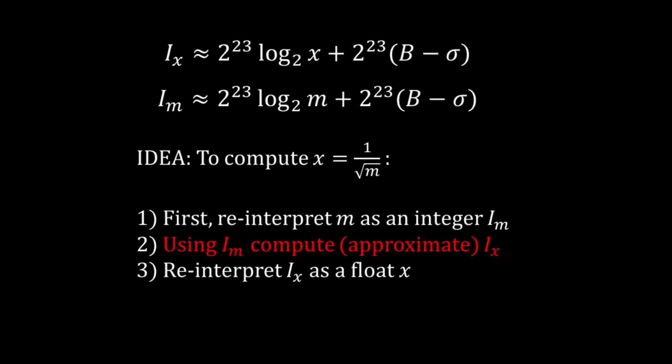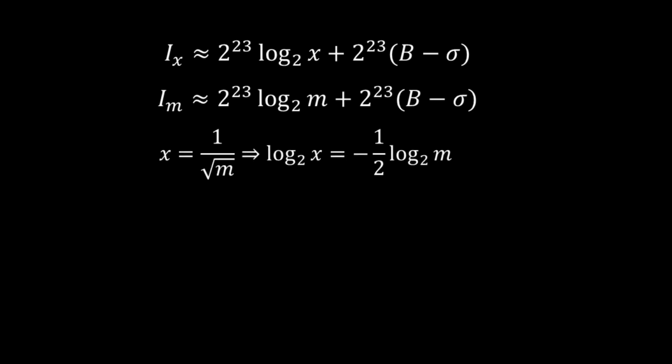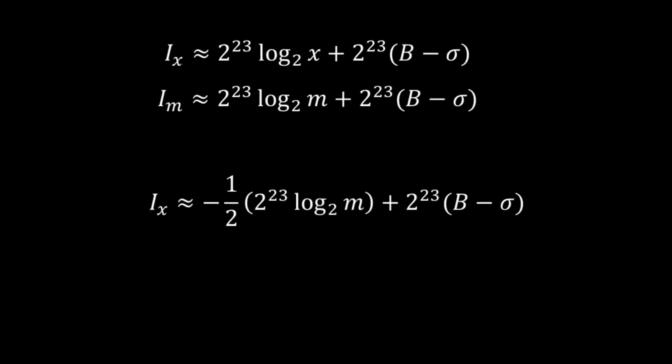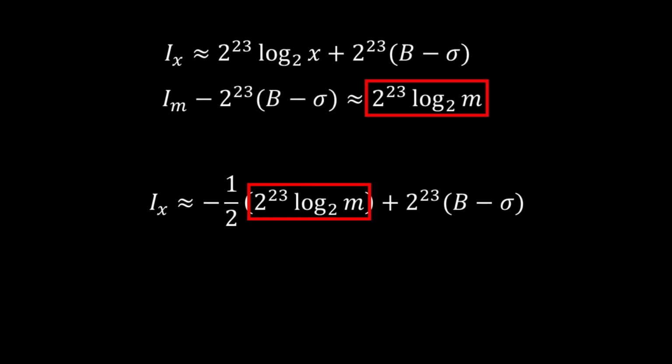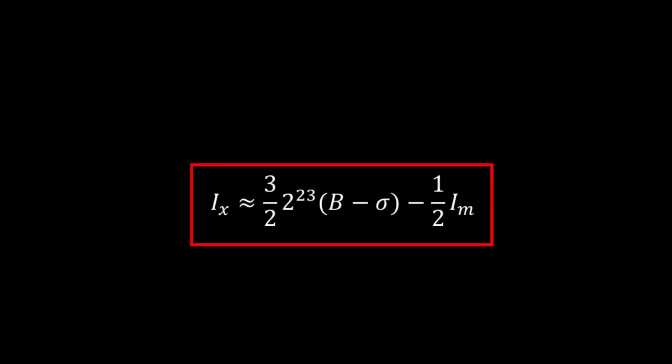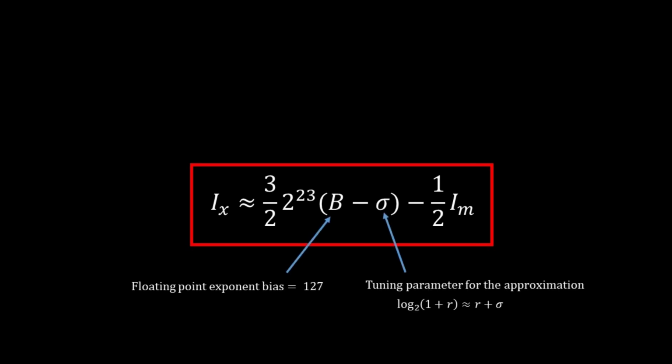The trick lies in step 2. We can use the relation between the log 2 of both numbers we saw before and write ix in terms of base 2 log of m. Rearranging a little bit makes evident that this term can be obtained in terms of im as follows, getting rid of the logarithm. Finally, rearranging a little bit more, we obtain this expression. We have a constant value which depends on the bias of the 32-bit floating point standard, which is just 127, the value of sigma used to approximate the logarithm, and we subtract half of the integer representation of m.